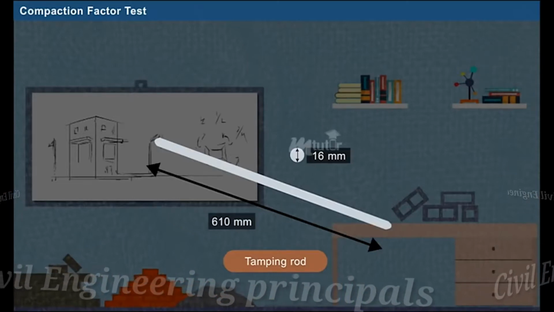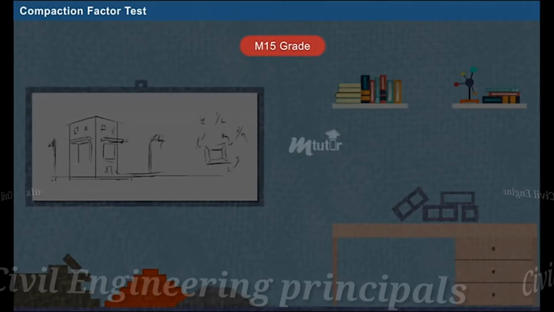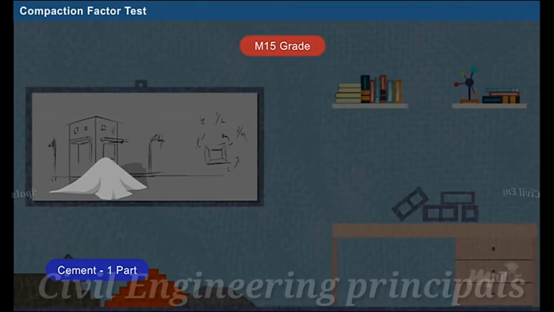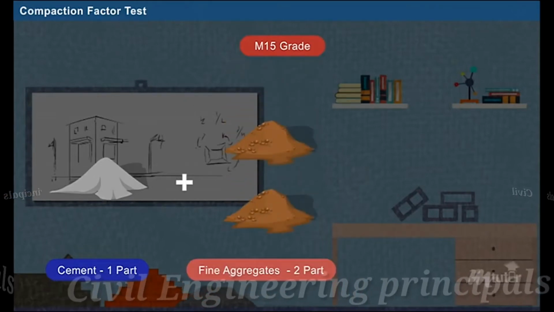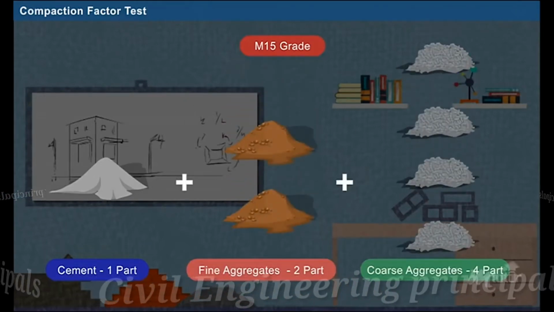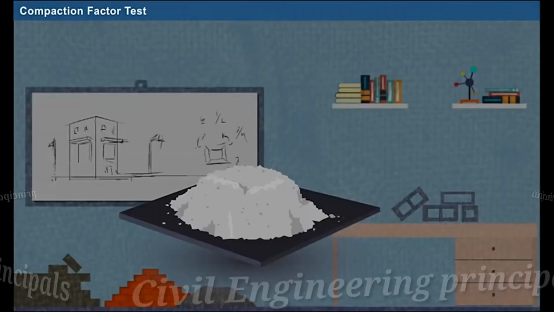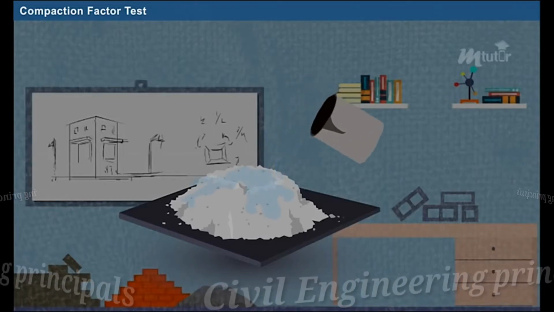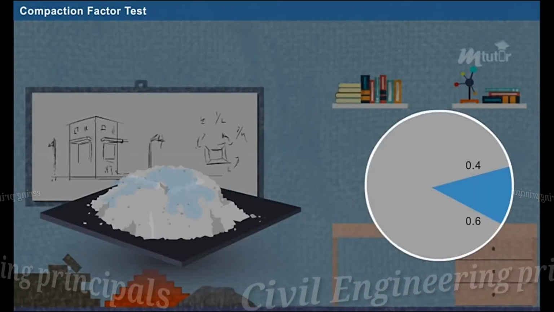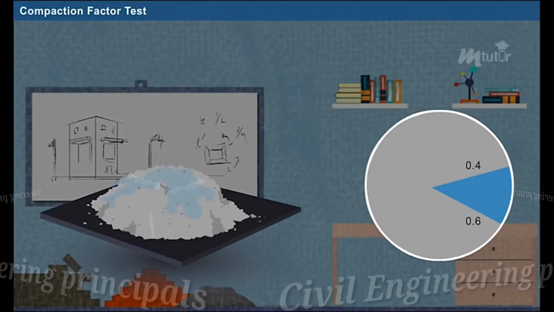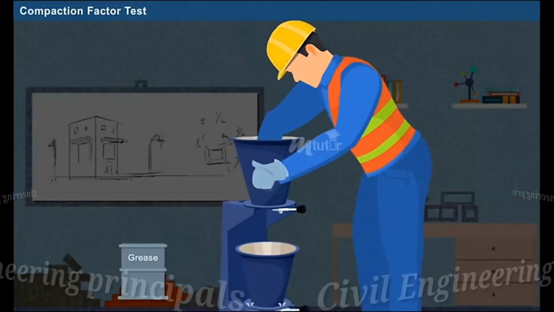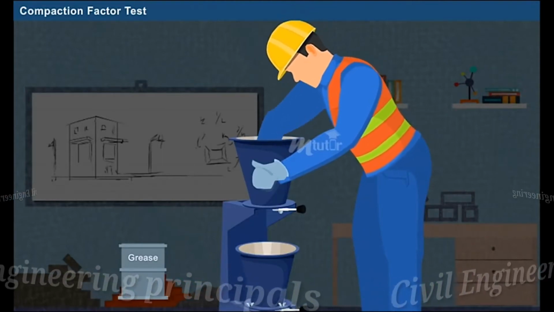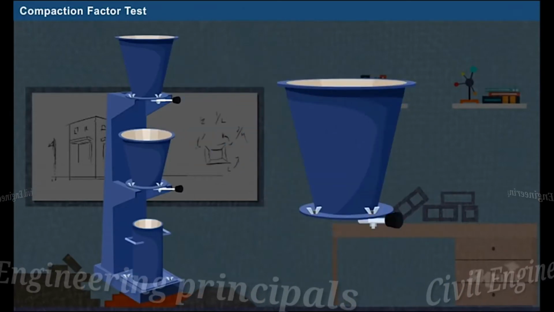compact the concrete. For example, let's take M15 grade concrete. Prepare the mix using 1 part of cement, 2 parts of fine aggregates and 4 parts of coarse aggregates. The water content is calculated based on the water-cement ratio, generally varying from 0.4 to 0.6. Now, mix the fresh concrete. The inner surface of the hoppers and the cylinder is made free from moisture and greased. Close the trapdoors of the hoppers.